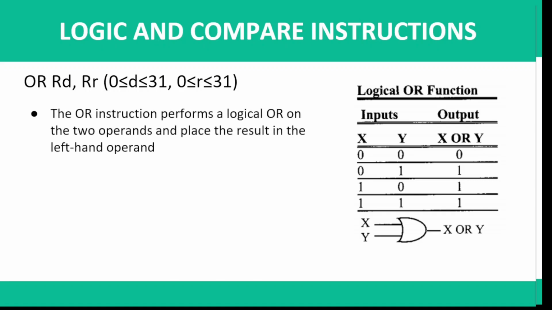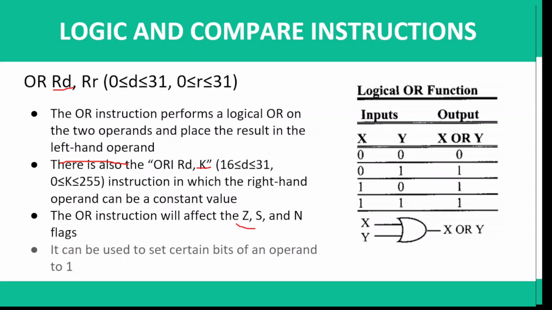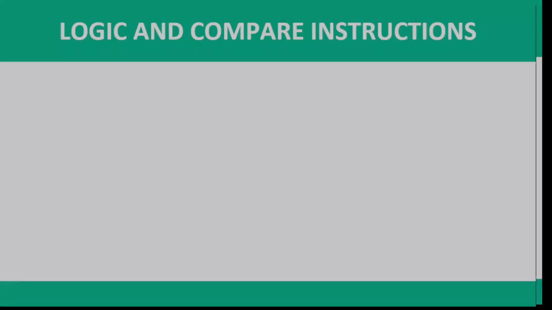The OR instruction performs a logical OR on the two operands and places the result in the left-hand operand. Same as in the AND, the destination is where the result is placed. So there is also ORI, like ANDI, for a constant value. The OR instruction will affect the Z, S, and N flags, same with ANDI. It can be used to set certain bits of an operand to 1.